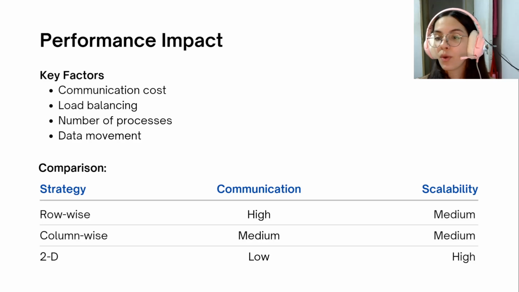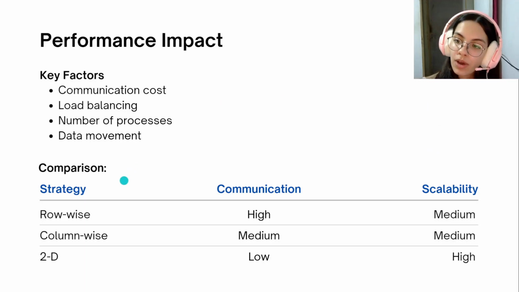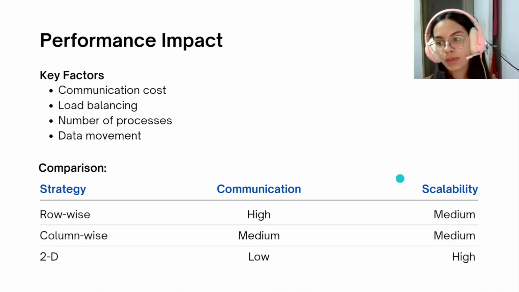So here we have the comparison. The row-wise has high communication and medium scalability. The column-wise has medium communication and medium scalability. The 2D has low communication and high scalability.